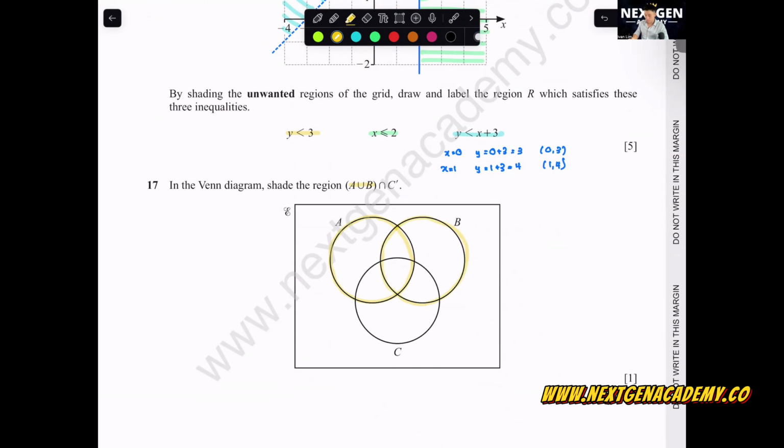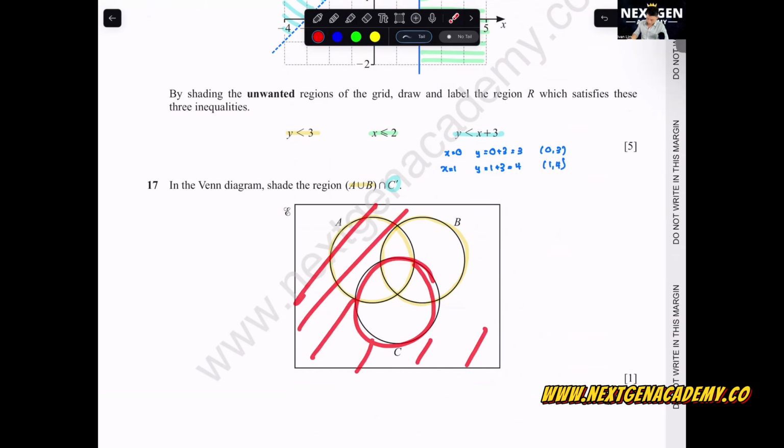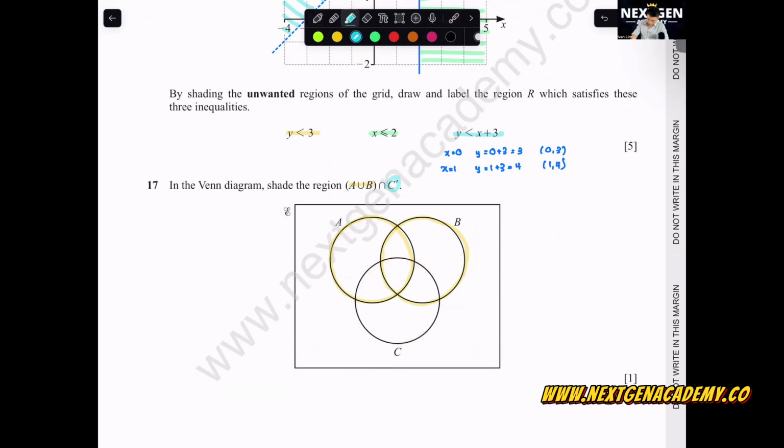Okay, intersect with C prime. C prime means everything outside of C. This is C, everything outside. Okay, so which one will intersect? This part here. Okay, this part over here. The circle, you erase it.